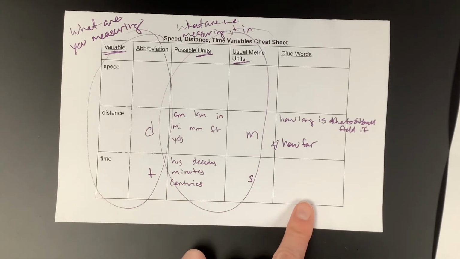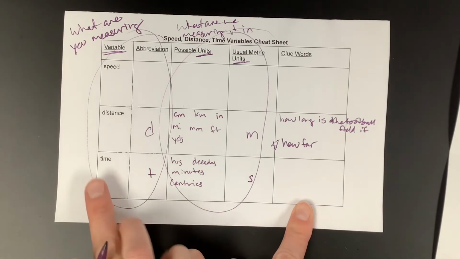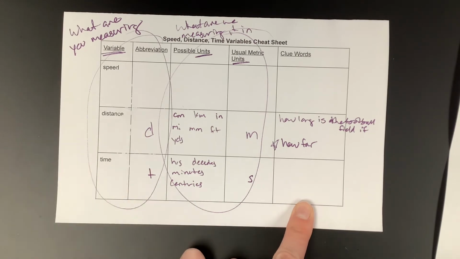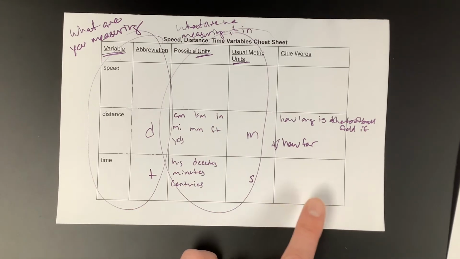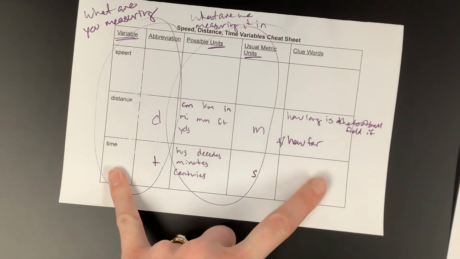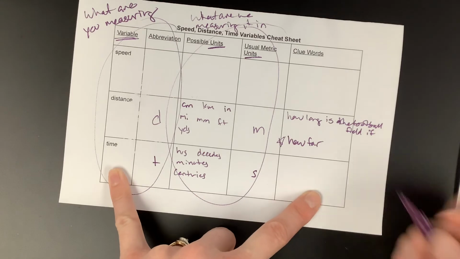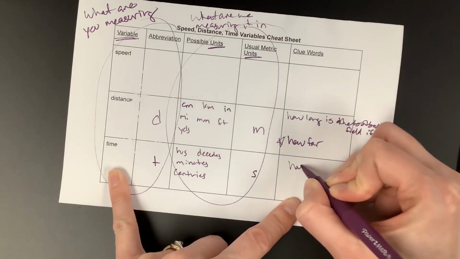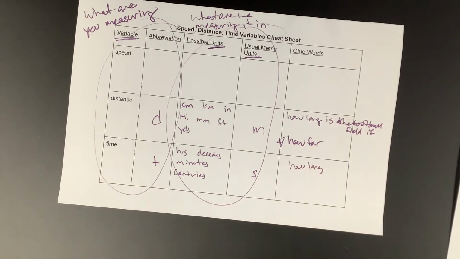What are some clue words that tell us they're asking for time, if a problem doesn't say the word time? Is light year? A light year is actually a distance. It's how far light travels in a year. What are some clue words if the problem doesn't use the word time? How long? Yep. That would work.